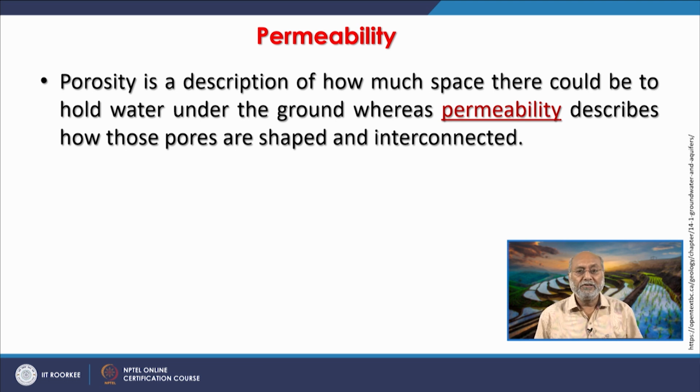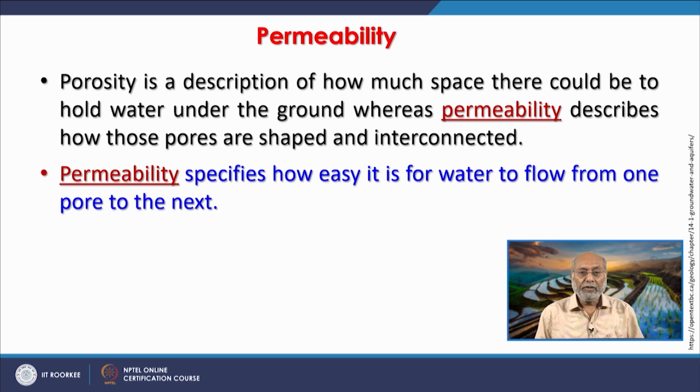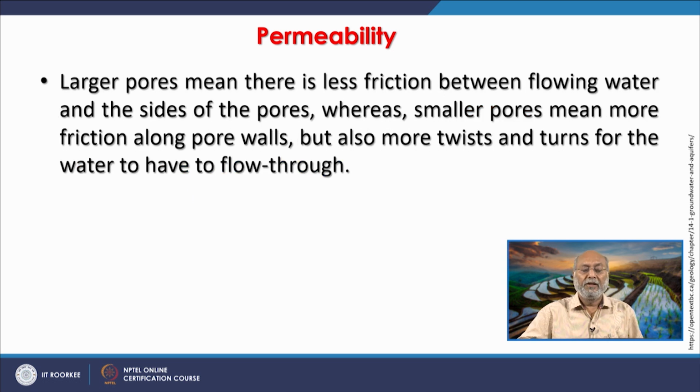So, interconnection is very much required among the pores, gaps, voids or fractures or cracks in the rocks, and only then will permeability be there. Permeability specifies how easy it is for water to flow from one end to another, or from one pore to the next. We know that it is quite slow movement depending on the rock conditions, which we will see, and some other parameters which we will also discuss later.